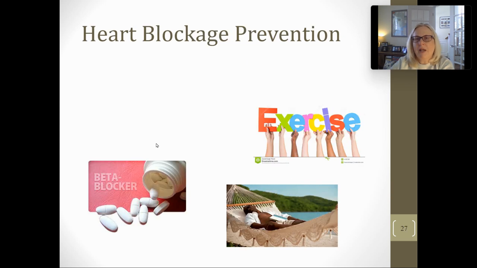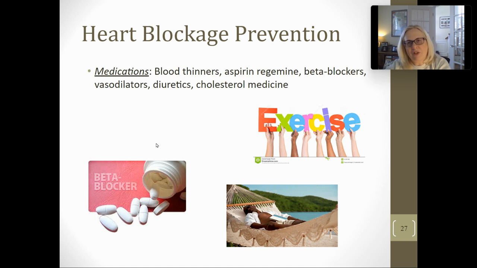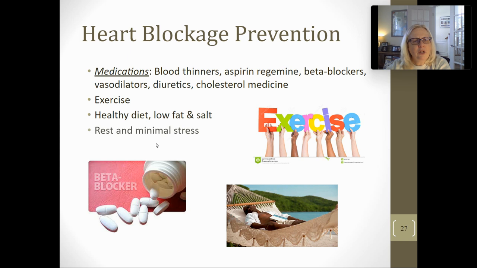Okay, so heart blockage prevention. Just like anything else, they tell you you should. There are medications, yes, but I was going to go through this. They tell you that you should exercise, eat right, and have rest and minimal stress. All of us do that every day, right? Right? No. I know I struggle with this every day. I'm just getting the amount of rest I'm supposed to have, right? Stress, talking about stress.